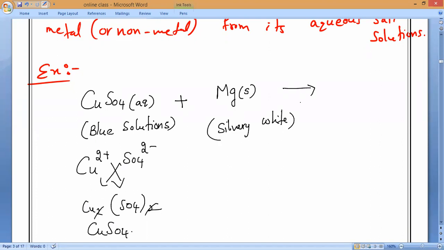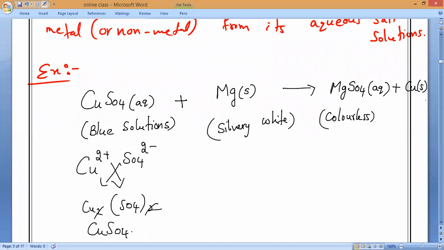So now what products will come? You can guess it. Magnesium is more reactive than copper, so copper's position will be replaced by magnesium. What products will come, guys? Magnesium sulfate plus copper. Magnesium sulfate, which is in aqueous state, plus copper will come separately. Magnesium sulfate is colorless.